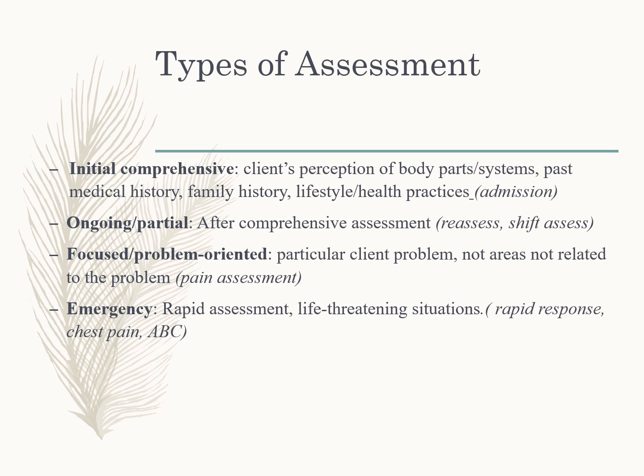Now, ongoing or partial assessment occurs after that comprehensive data has been collected. For example, if we're doing a shift assessment, we are just reassessing, doing an ongoing assessment. You're not going to do a complete full assessment again. We're going to do ongoing shift assessment. Some of these things might include assessing the lungs, assessing the heart, assessing the abdomen, doing neurovascular checks. So those things are ongoing and part of your shift assessment.